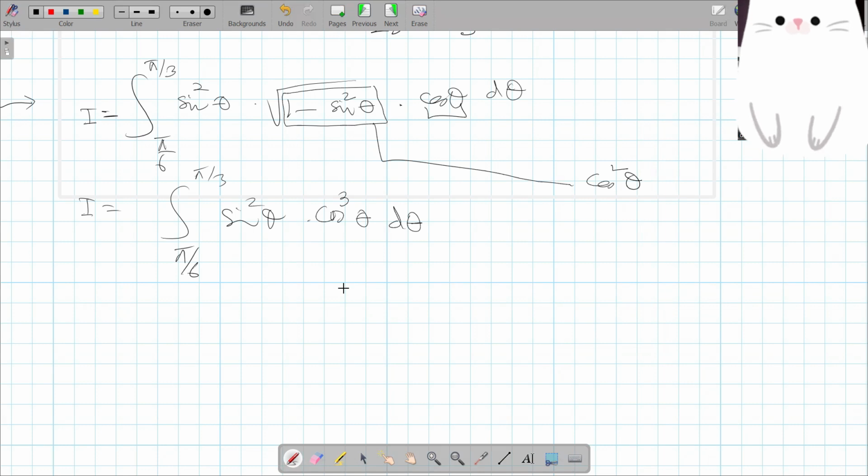Again, this is a class of questions. This is not only one question. If you deal with this question, you can deal with all the similar type of questions. We have sine and cosine both, and one power is odd and the other is even.